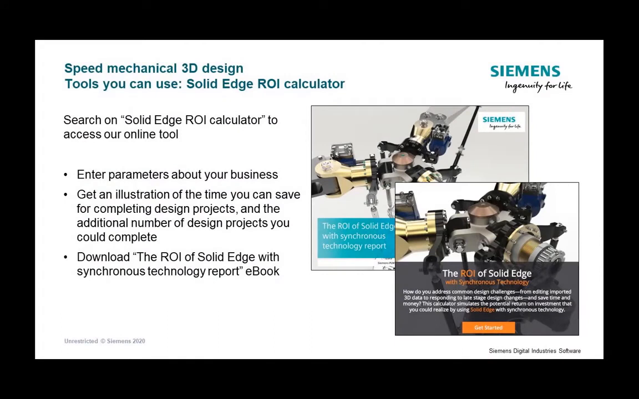One tool that we have available to illustrate the benefits you can achieve using Solid Edge for mechanical design is the Solid Edge ROI calculator. You can search on Solid Edge ROI calculator to access the online tool. Then you can enter parameters about your business and your design team, and then get an illustration of the time you can save for completing design projects and the additional number of design projects you could complete. You can also download an ebook titled The ROI of Solid Edge with Synchronous Technology that details how we can speed your design process.